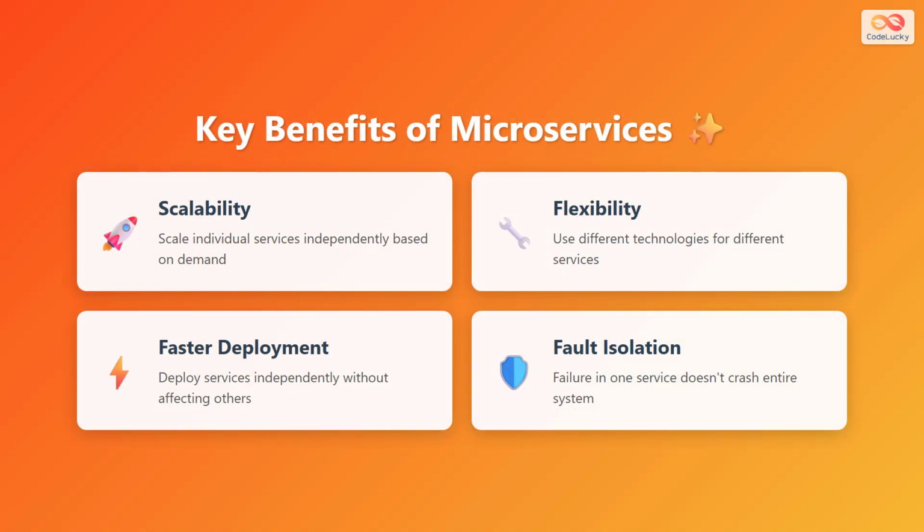Microservices offer several significant advantages. First is scalability. You can scale individual services independently based on demand, rather than scaling the entire application. Second is flexibility. Different services can use different technologies and programming languages best suited for their specific tasks. Third is faster deployment. Since services are independent, you can deploy them without affecting the entire system. Finally, there's fault isolation. If one service fails, it doesn't necessarily crash your entire application, making the system more resilient.